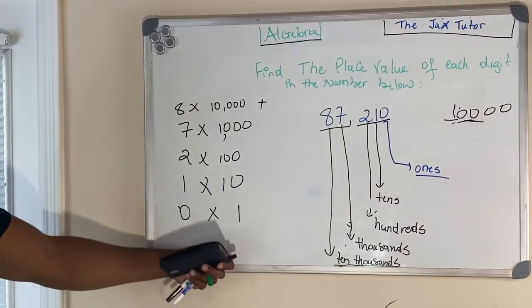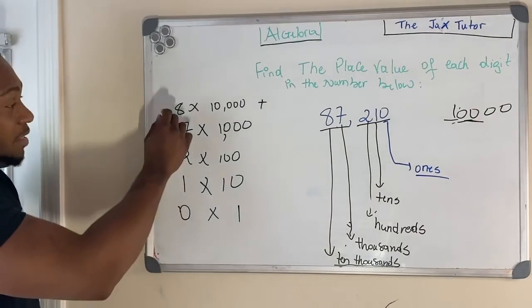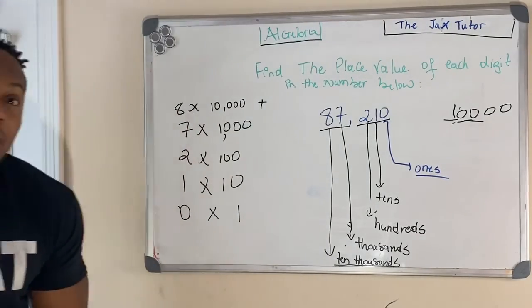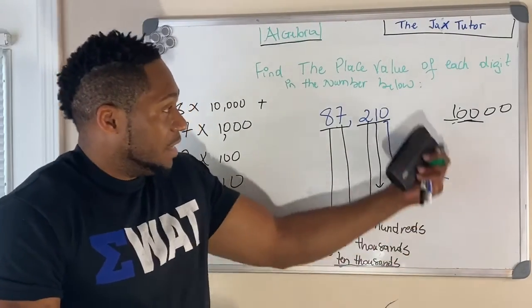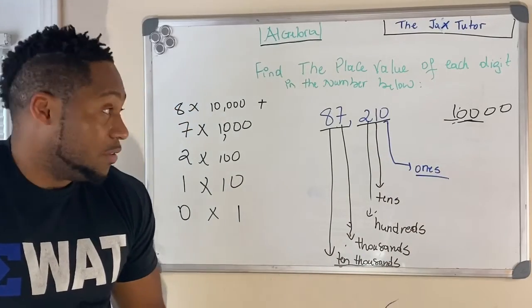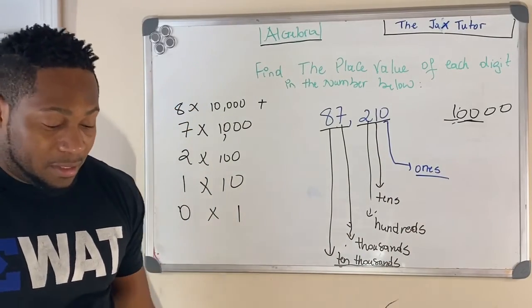So if you add all of those, you're going to end up with 87,210. And that's how you're able to read this number. And this is the place value for each one of those. And yeah, it's very simple.